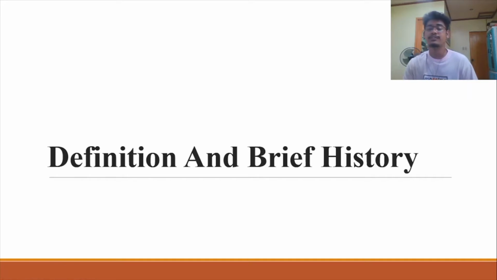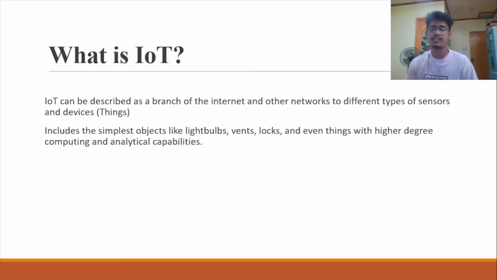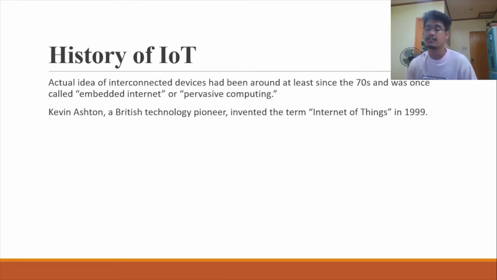Definition and brief history of IoT. What is IoT? IoT can be described as a branch of the Internet and other networks to different types of sensors and devices, or things. It includes simple objects like light bulbs, vents, locks, and even things with a higher degree of computing and analytical capabilities.